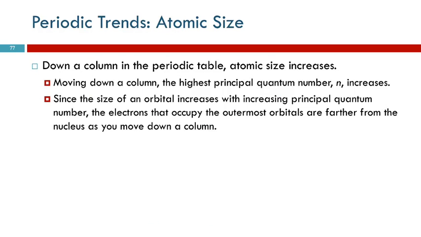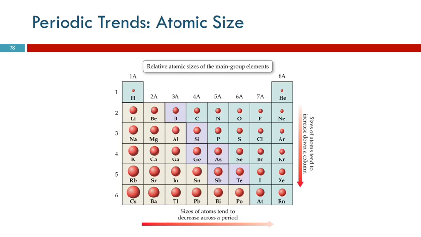As we're going down a column, atomic size increases. This one makes more sense. We really don't have to say too much about it. As you're going down, they get larger. Well, of course they are. You're adding electrons, and you're getting into higher and higher energy levels. You're just putting more layers on the onion.